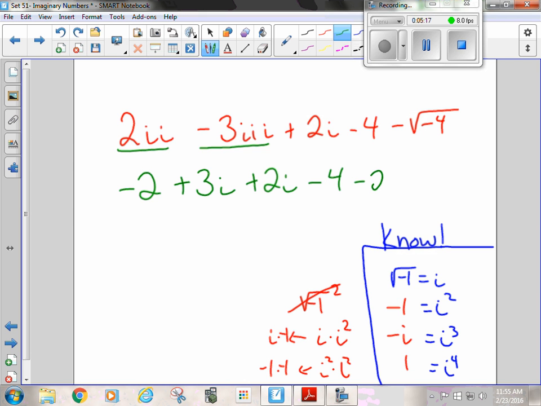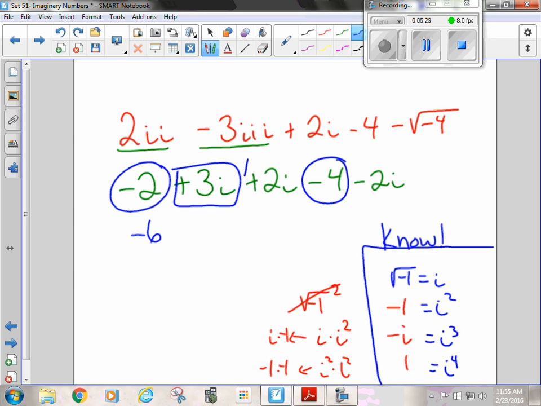So this is -2i. Now I'm looking for like terms that I can combine. I'm going to look at my real numbers first, because remember they come first in complex. So we get -6. Then I have 3i, 2i, and -2i. Well, the -2i and the 2i are going to cancel, so I'm left with 3i.